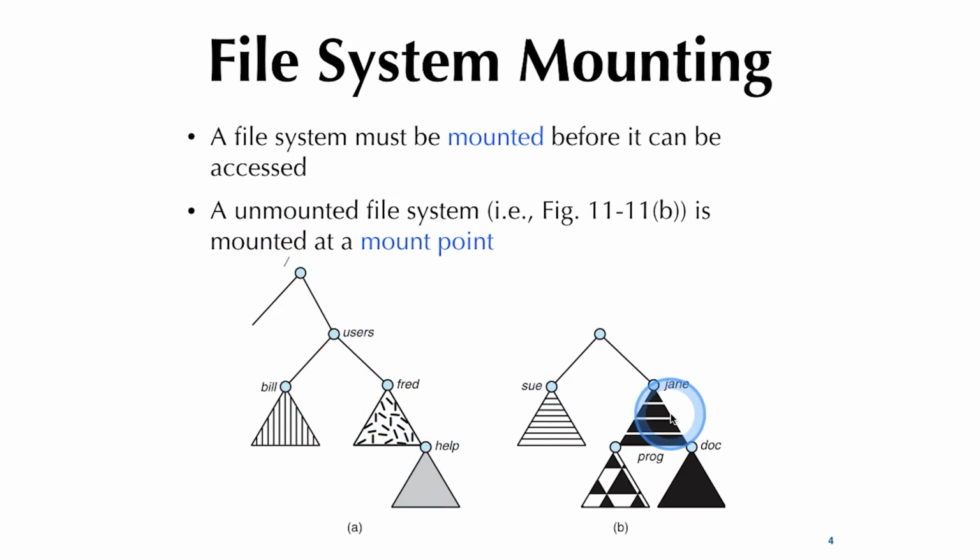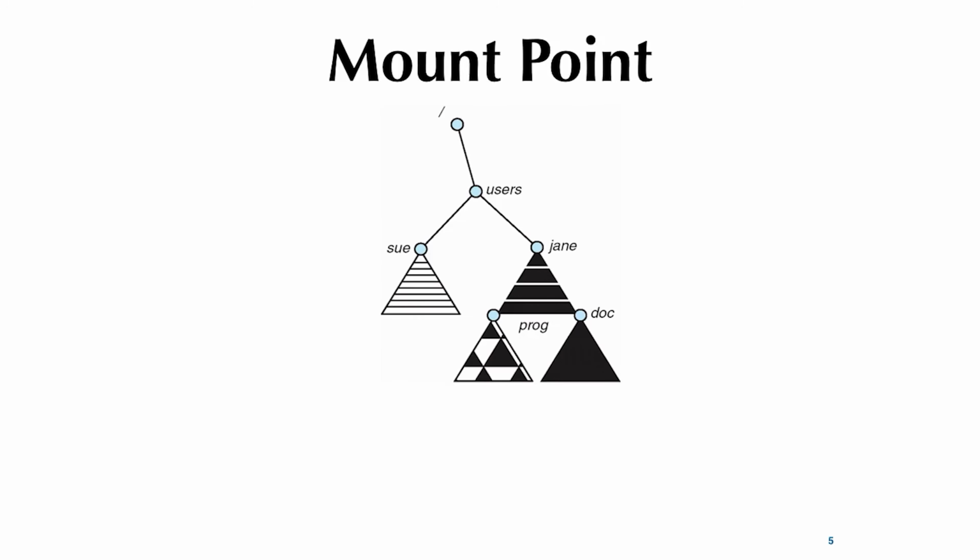And then there are other parts where you can specify what's called a mount point. The mount point, you can think of it as an empty directory, but the root of that file system gets stuck in there. And then it can be accessed as part of your directory tree. So that would be an example of a mount point. You can even mount it under one of the users. So there's users, Sue, Jane, and then prog, doc, right? So a whole subtree can be mounted, say, here for just the user.